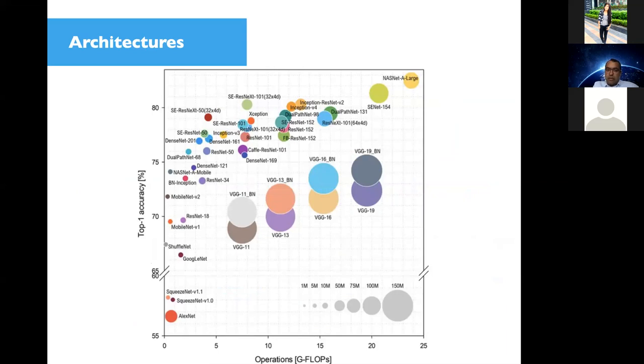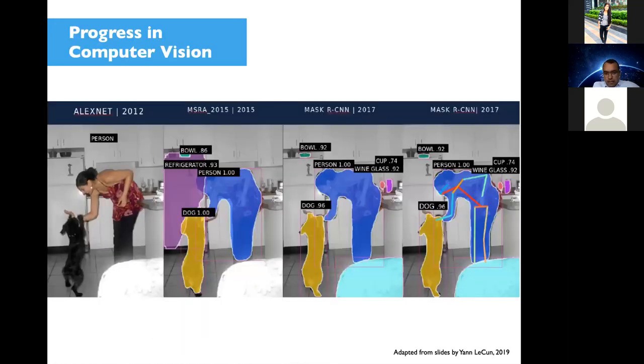And now already we have neural networks that have more than 80% accuracy on the ImageNet challenge. So the accuracy as well as the size of the networks have increased tremendously over the years. To give you an example of the progress, in 2012, AlexNet could only say this image is of a person or of a dog or a cat. It could not identify multiple objects in the image and so on.